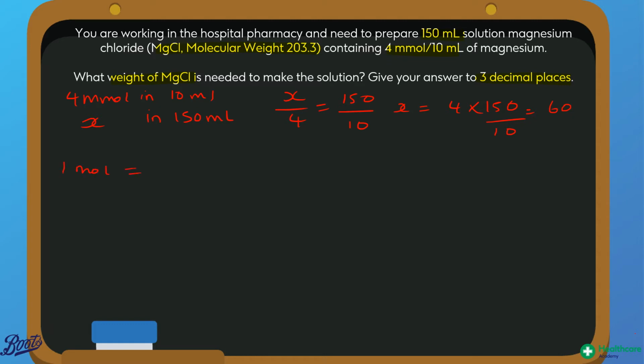And remember, 1 mole is equivalent to 1,000 millimoles. So in 1,000 millimoles, we have 203.3 grams. So how many grams are present in 60 millimoles? To work this out, I'm going to multiply 203.3 by 60, divided by 1,000 to give me an answer of 12.198 grams. And that is our final answer.